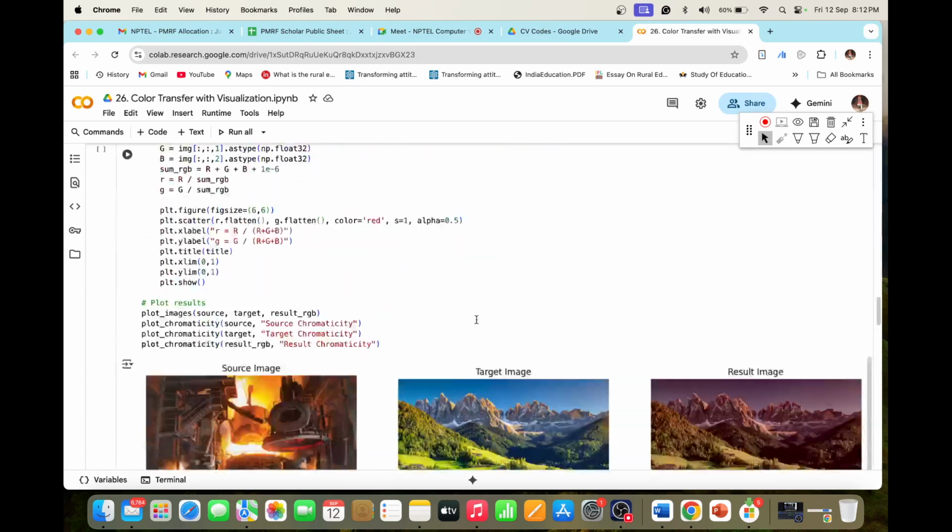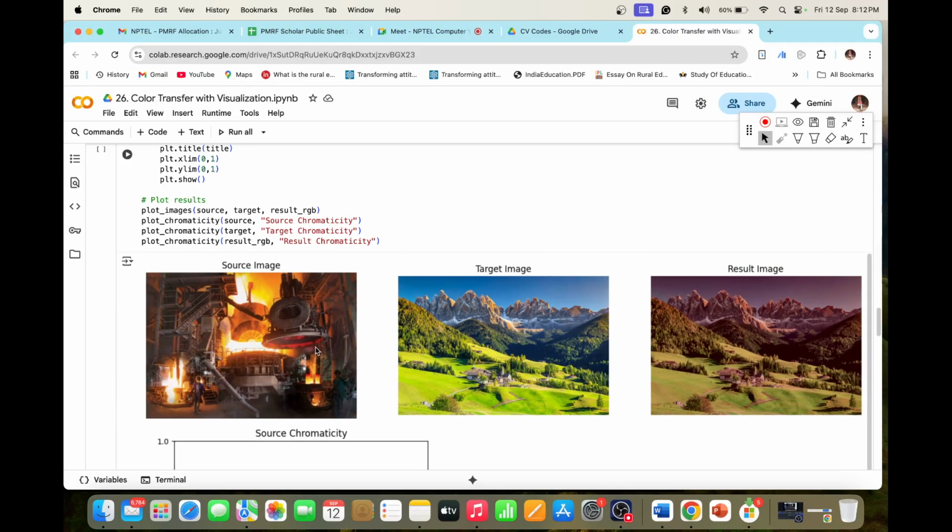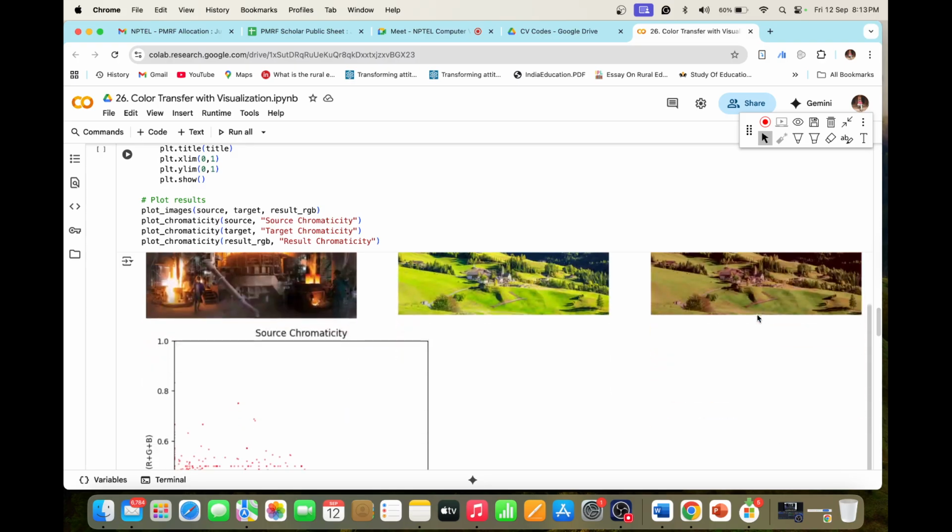So this is the thing. This is your source image, this is your target image, and here the color has been matched from source to target. The color of source has been given to the color of target, and this is your resultant image. So this is the color matching.